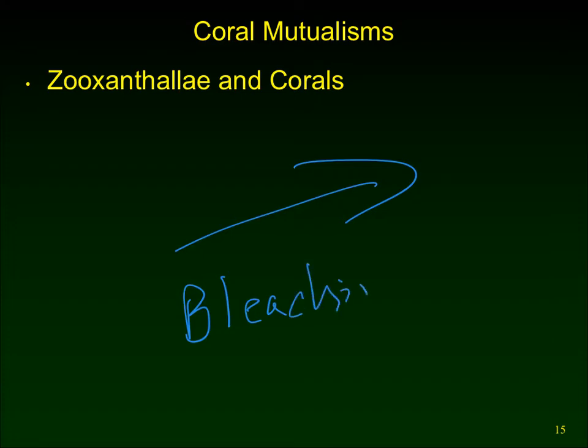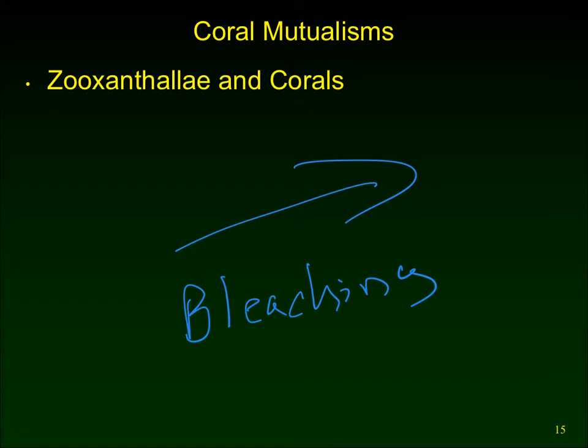So the coral would turn kind of white, and often they die. Sometimes they may recover, but often they die, and this is probably a big problem with the ocean warming up. Corals like to live at certain temperatures.